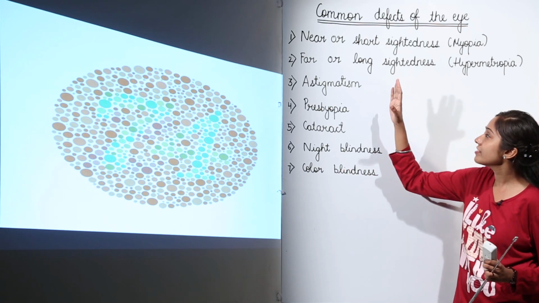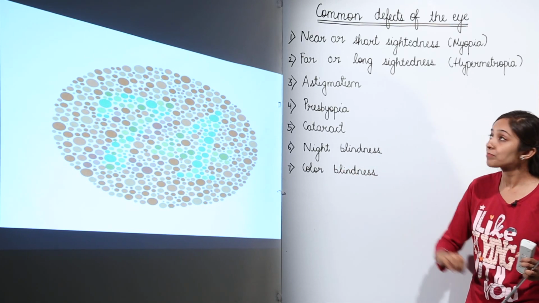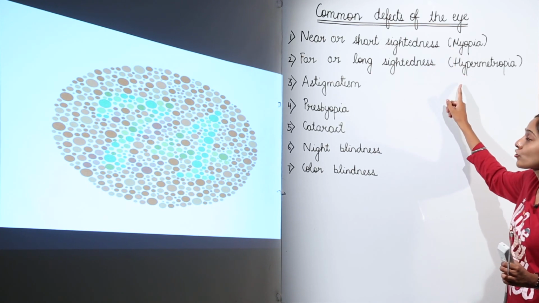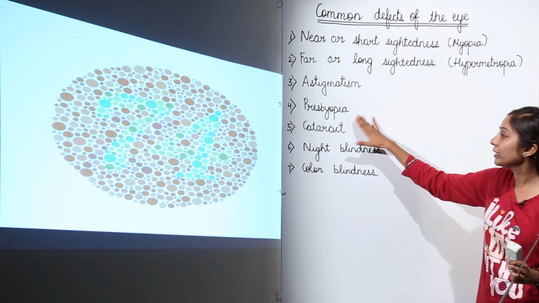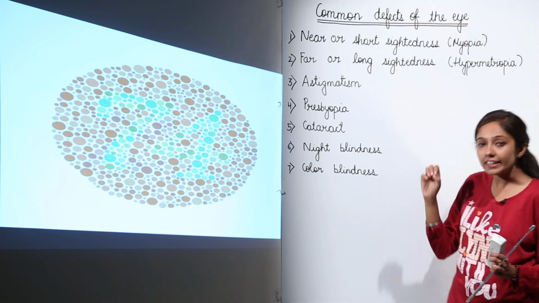So, these are the 7 defects, the common defects of the eye, that is myopia, hypermetropia, astigmatism, presbyopia, cataract, night blindness and color blindness.